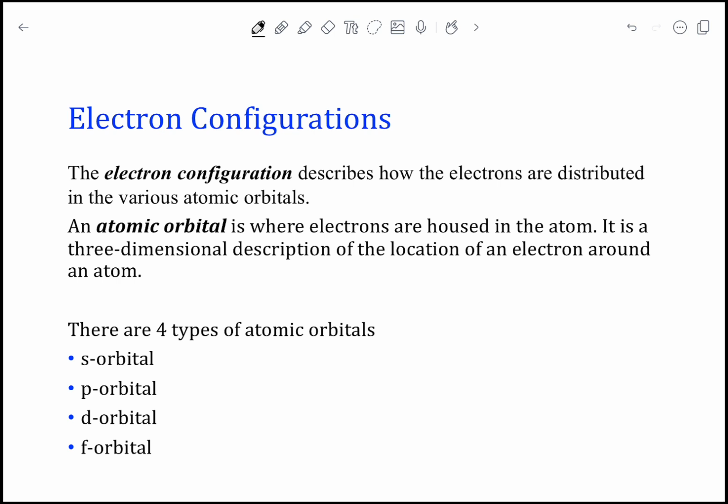So there are 4 types of atomic orbitals that we are going to utilize and talk about. That is the s orbital, the p orbital, the d orbital, and the f orbital. So we want to remember these 4 orbitals: s, p, d, and f. Those are the 4 types of atomic orbitals where we could find electrons.